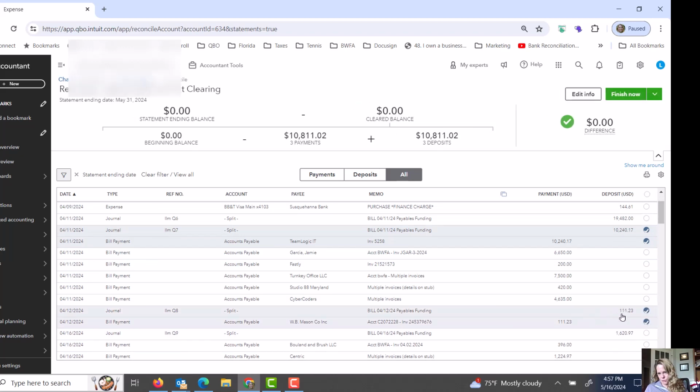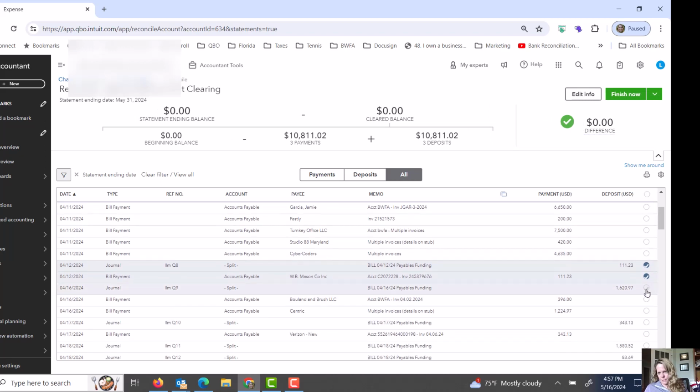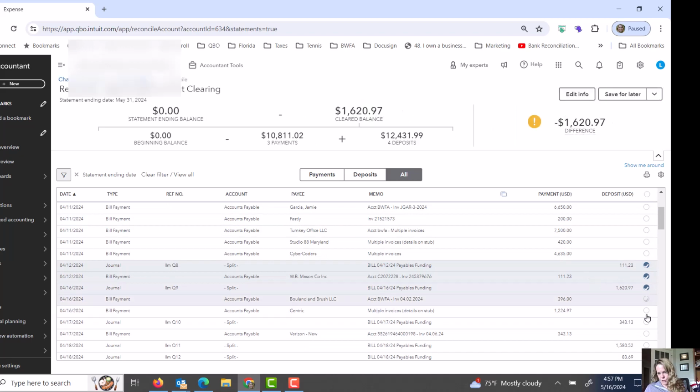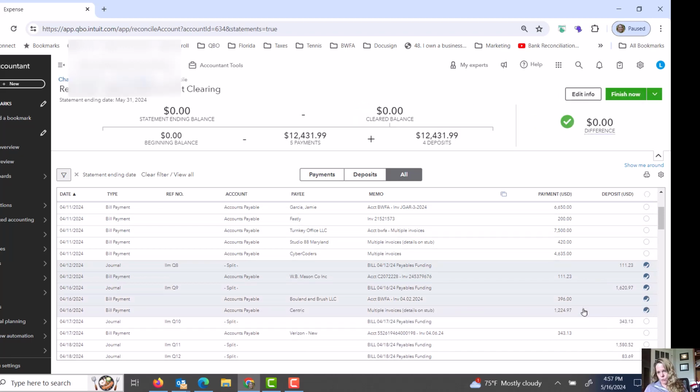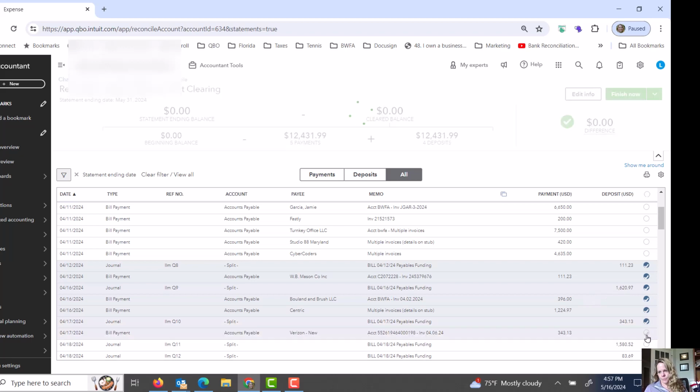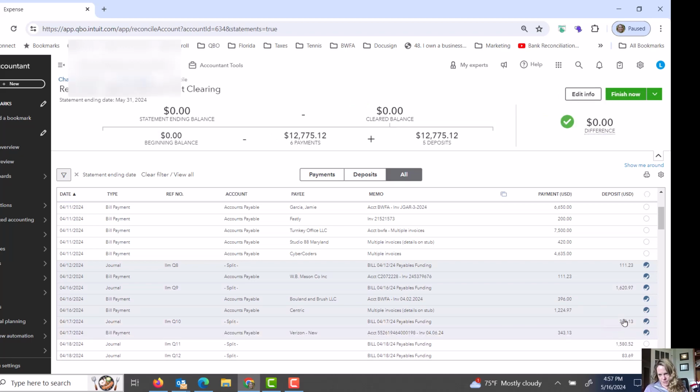111.23, those balance. Here's the funding event, here's the bill payment that we've authorized to be paid. This is the funding event for these two bills, because if you approve multiple payments on a single day, bill.com will pull the funds for those multiple payments. Here's another one, boom, boom. The numbers equal, we are good here.